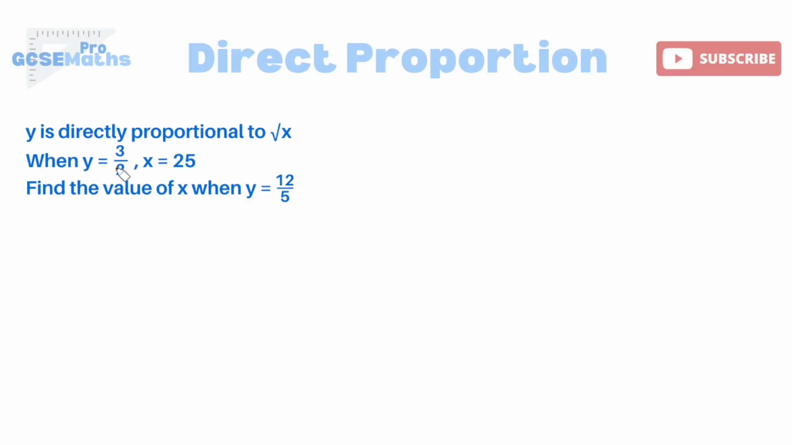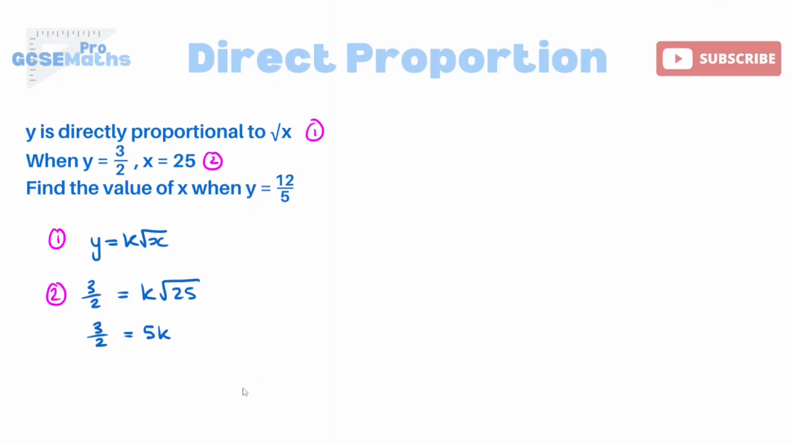This one is very similar. Again, the only difference is we now have the square root of x. So y is directly proportional to the square root of x. So let's write that in my proportion formula. Y is equal to k times by the square root of x. When y is 3/2, x is 25, so that's now my matching pair to find the value of k. So 3/2 is equal to k multiplied by the square root of 25, so obviously that's technically 5k, isn't it?